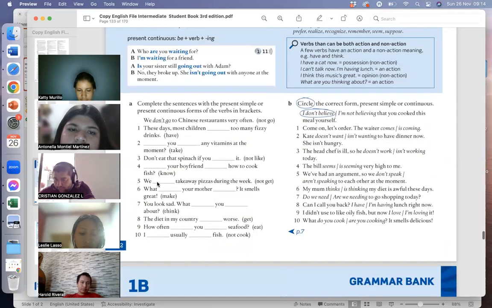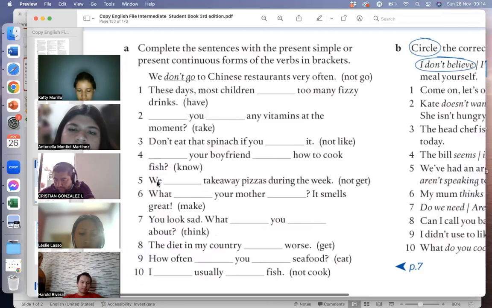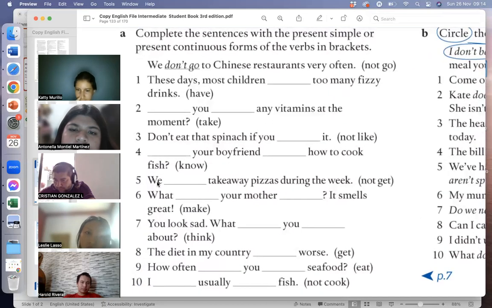Now, let's practice a little bit and do one activity here. Using those rules that I sent to the WhatsApp group, we need to complete the sentences with the present simple or present continuous forms in the brackets. For example, imagine this is an empty space: we ___ to Chinese restaurants very often, and the clue is not go. So in this case, we are going to use we don't go. We are using the present simple. Now I would like you to do the rest from 1 to 10.